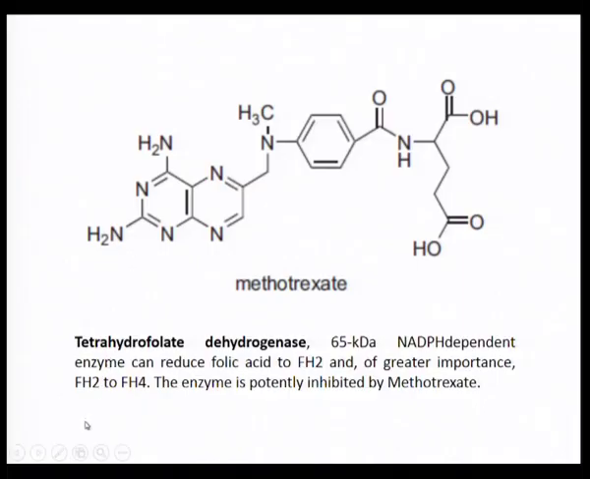Here we have one more compound, methotrexate. Methotrexate is an inhibitor of tetrahydrofolate dehydrogenase or reductase. It is a 65 kilodalton NADPH dependent enzyme. That will reduce folic acid from dihydrofolate to tetrahydrofolate. So, this particular enzyme is inhibited by methotrexate. Methotrexate is a very good drug. In fact, it is a drug of choice for psoriasis where there is excessive proliferation of epithelial cells.